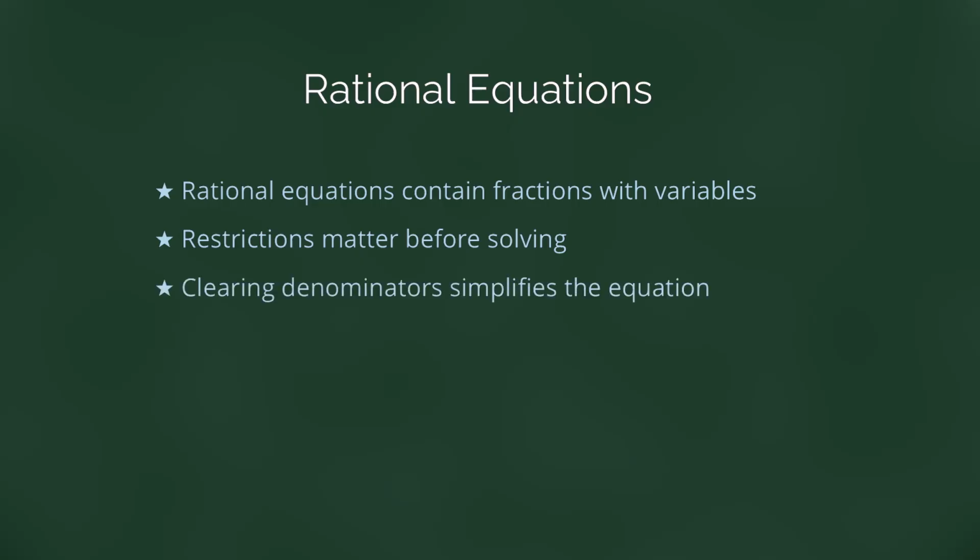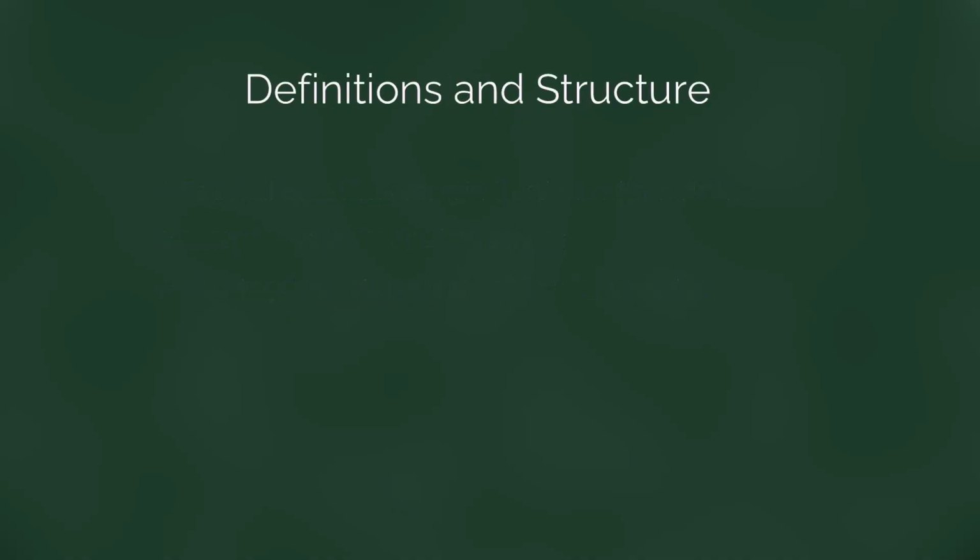We'll also find that the technique for clearing denominators that we used when solving linear equations that involved fractions will be useful to us when we solve rational equations. Let's take each of these ideas one step further. A rational equation is one that can be written in the form p of x over q of x equals r of x over s of x, where p of x, q of x, r of x, and s of x are all polynomials. In other words, they're sums of powers of some variable.